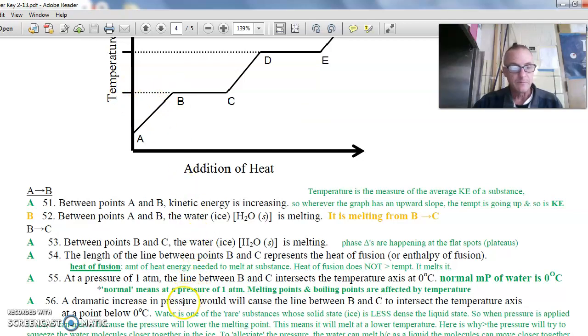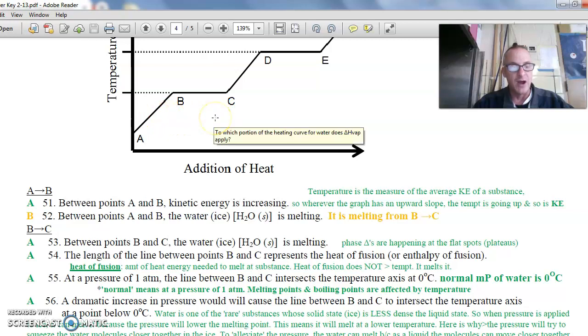If we dramatically increase the pressure well above 1 atmosphere, we go high, 2, 3, 4, 5, 6 atmospheres, we keep adding more and more pressure to ice. It says the BC line would go below 0. So if this is 0 right here, the flat part at 1 atmosphere would be right along the line of 0. If we increase the pressure, they're saying that it would go down here.